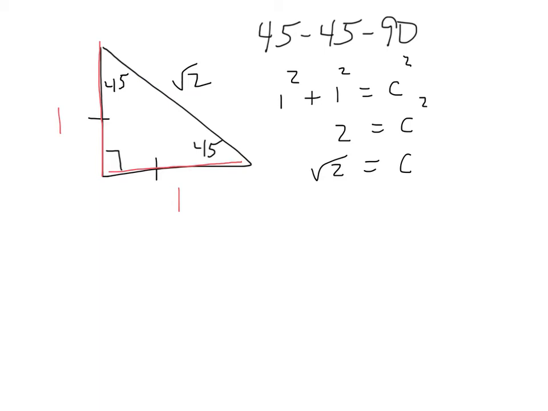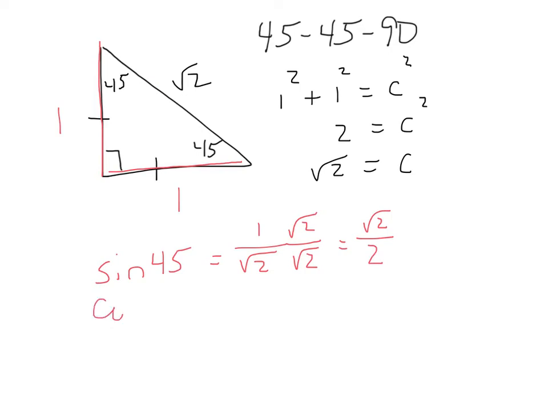So again, if I go in and find my sine of 45, sine is going to be opposite over hypotenuse, which is 1 over radical 2. I run into the same problem I had before, so I'm going to rationalize this by multiplying by radical 2 over itself, and that will end up simplifying, or cleaning up, I should say, to radical 2 over 2.